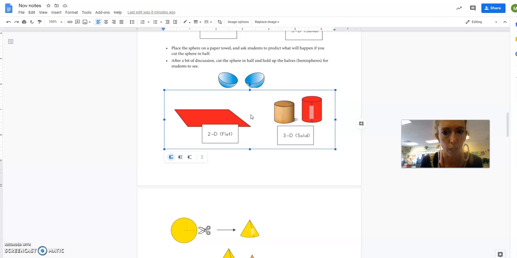Then you have your rectangle. So you have your rectangle piece of paper that then we can make into a 3D shape by making a cylinder. So showing how that happens.